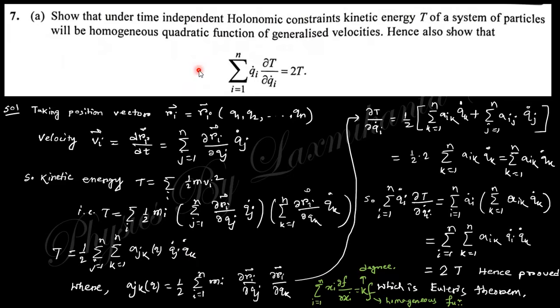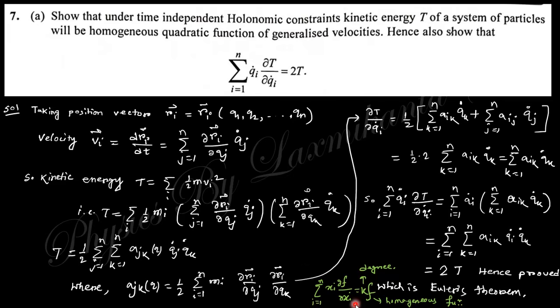Now we need to prove this relation. For that we find out del T by del q_i dot. If you take this del T by del q_i dot, we first differentiate with this one, then q_i dot is 1 and the corresponding q_i dot for that one. This is the same as the summation along k. So this gives you this one, which is nothing but 2T, and this is actually the Euler theorem.